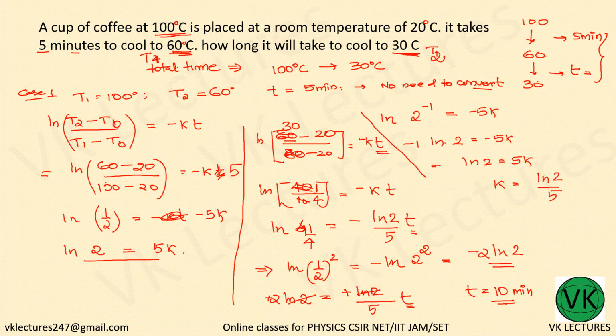So from 100 to 60 it is 5 minutes, then 60 to 30 is 10 minutes, then together from 100 to 30 is 15 minutes. So it will take 15 minutes to cool to 30 degrees when you keep it at 100 degrees Celsius in a room temperature of 20 degrees Celsius.